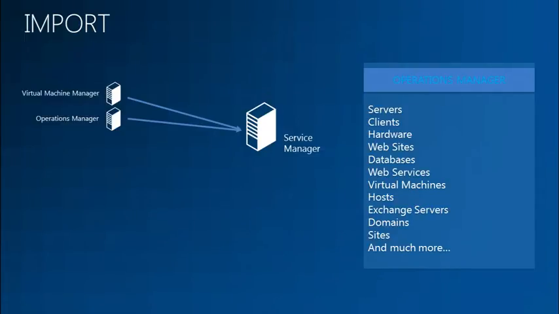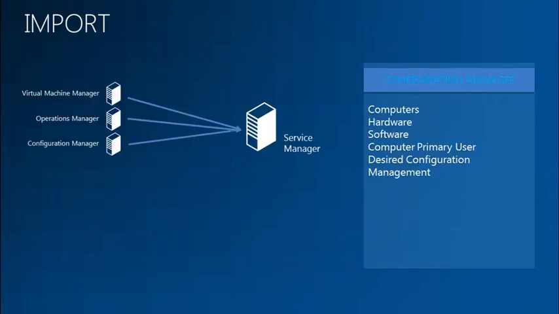So this would include things like servers, clients, databases, websites, Exchange servers, any of that kind of thing will flow into Service Manager. And once you have that rich set of inventory available to you in the CMDB, you can present those objects on the self-service portal as part of a request offering form.